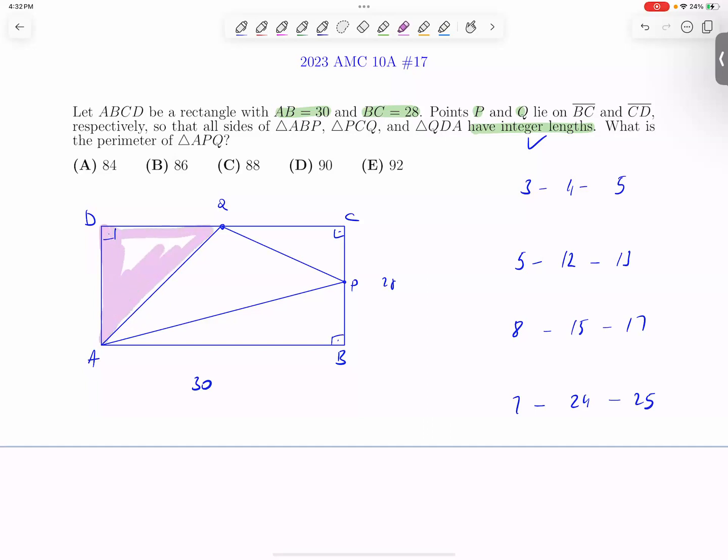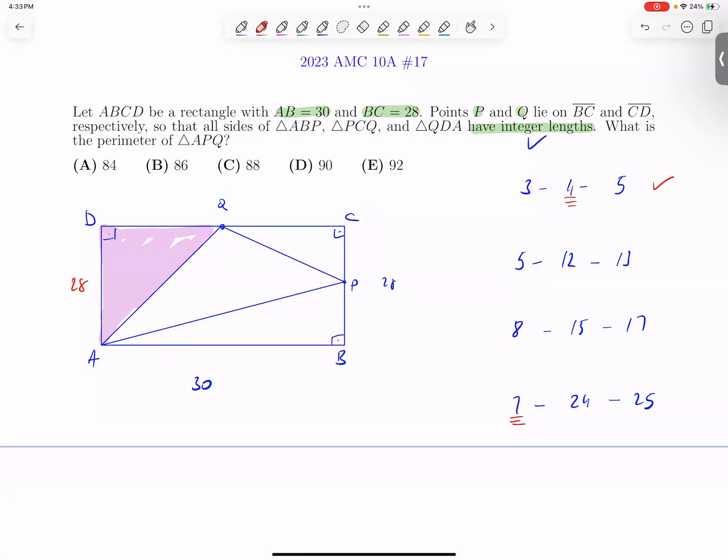Opposite sides are the same in any rectangle. We know that AD equals 28. 28 is a leg. So when we look at these triples, 28 is a multiple of 4, 28 is a multiple of 7. But if it is 7, 24, 25, 7 times 4 is 28, and 24 times 4 is more than 30. So we should apply the 3, 4, 5 triangle.